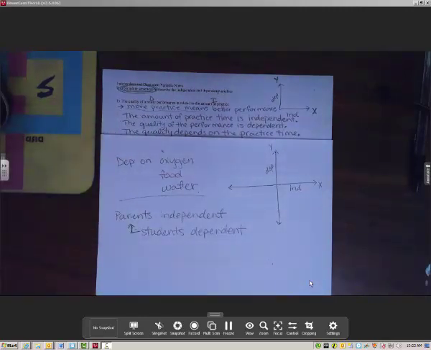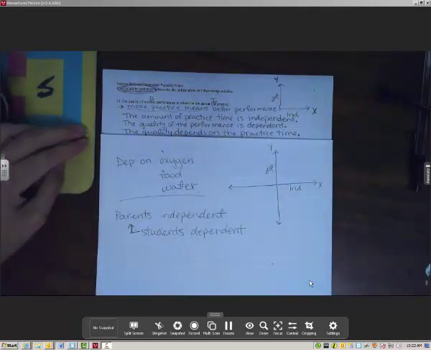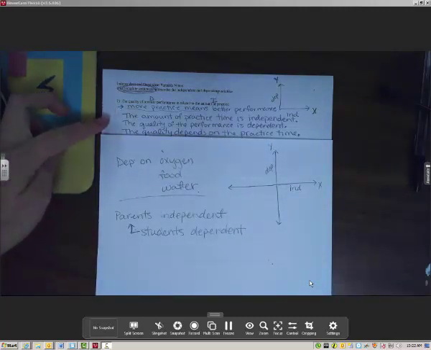So if I'm very good at something, chances are that means that I practiced a lot to be able to be very good at it, okay? So the quality depends on the amount of practice time. So if this were a homework question, this is what I would want to see on there.